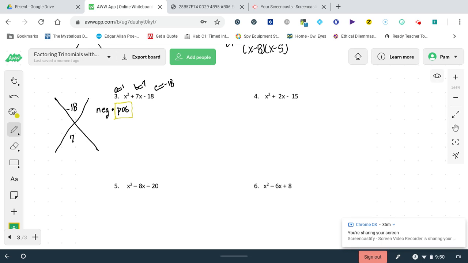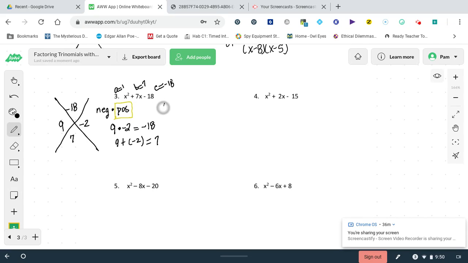So when I write my products, I make sure that the larger number is positive. All right, so I could go with 9 times negative 2. Some of you may be trying the 6 times the negative 3 first. If that's what you try, you should have eventually gotten to 9 times negative 2, which is negative 18. And 9 plus negative 2 is 7. Those give me the numbers on the sides of the x. So 9 and negative 2.